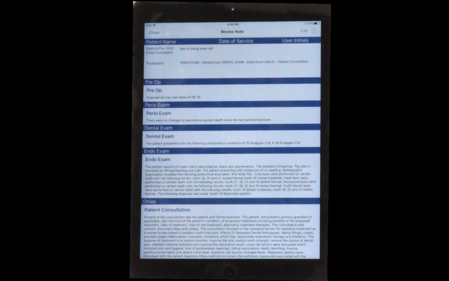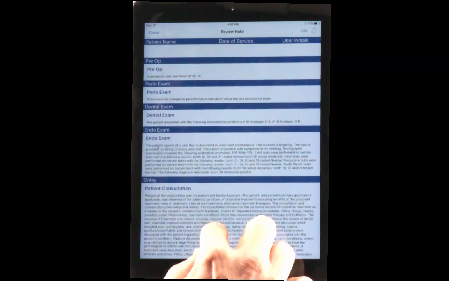And you can see how detailed this is. You can read it if you want. Freeze the video and read it on full screen. You can see how detailed it is.